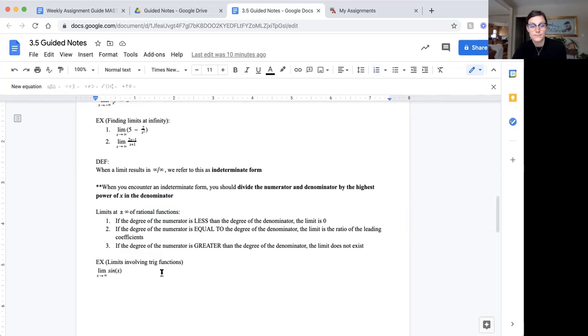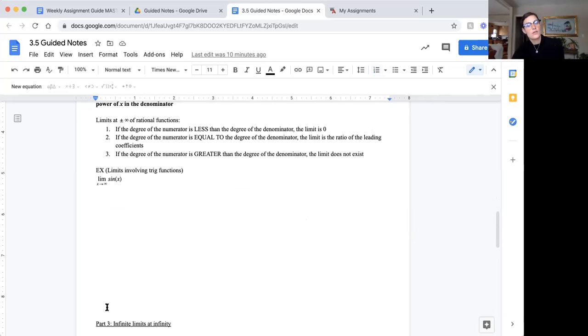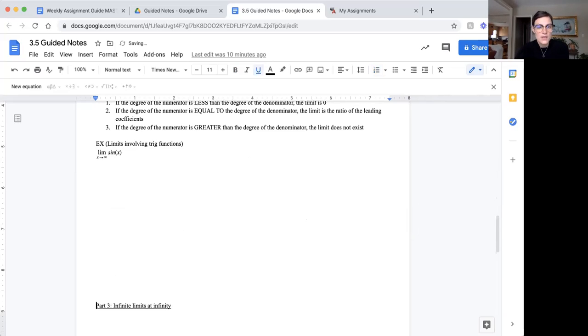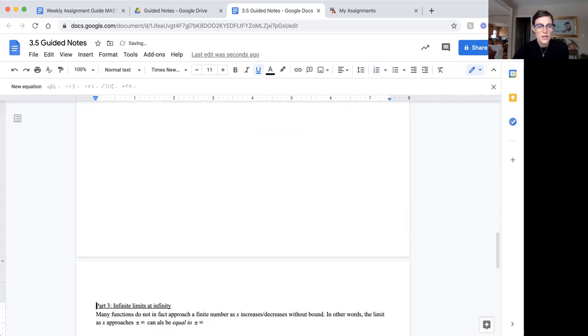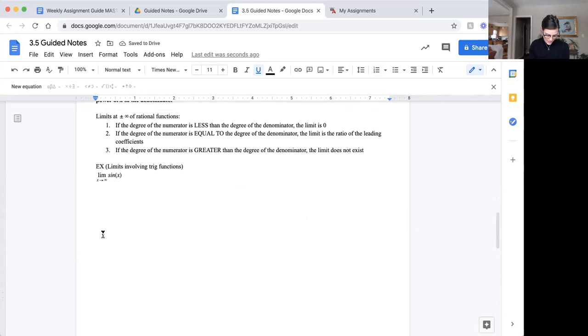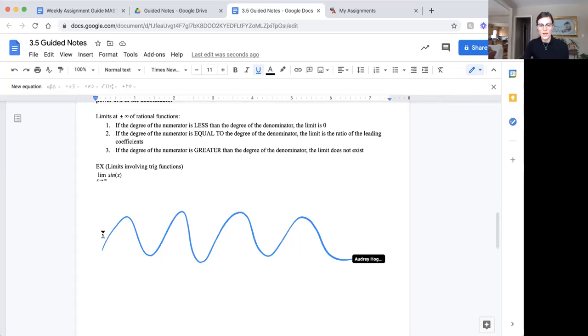And then we have another quick example about limits involving trig functions. So if we think about what the graph of sine of x actually looks like, it fluctuates, right?